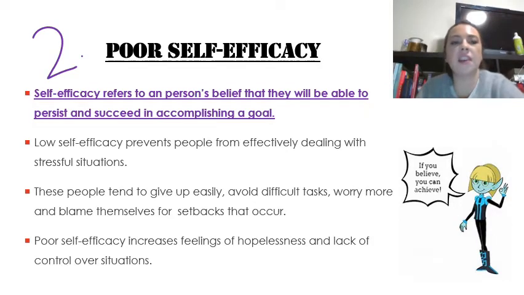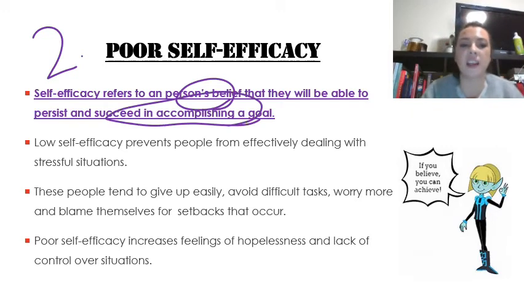So our second psychological risk factor is poor self-efficacy. Self-efficacy refers to a person's belief that they will be able to persist and succeed in accomplishing a goal. Self-efficacy is a little bit different to self-esteem, which is our overall feelings of self-worth. Self-efficacy is a little bit more situation or context specific. For example, we might have really high self-efficacy for one kind of task that we engage in and low self-efficacy for other kinds of tasks.